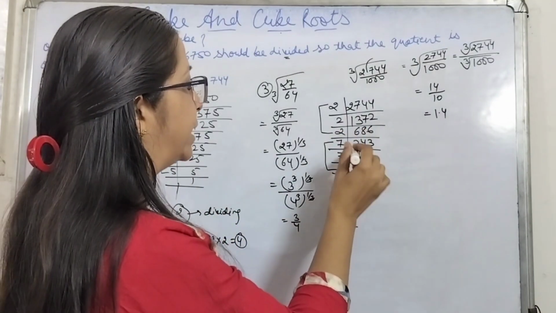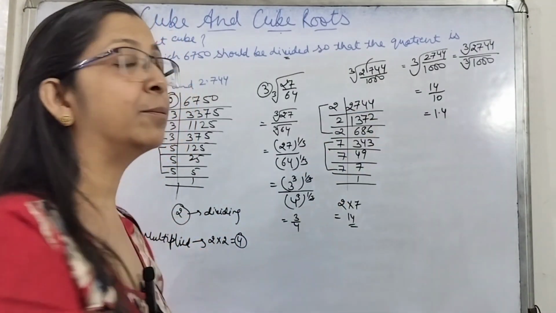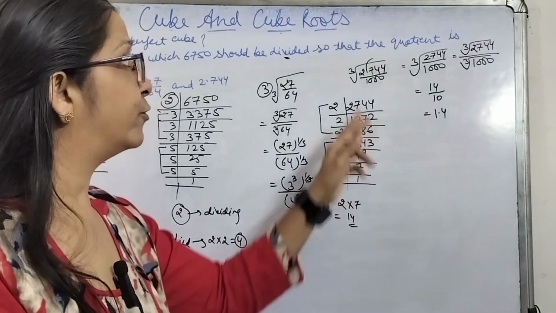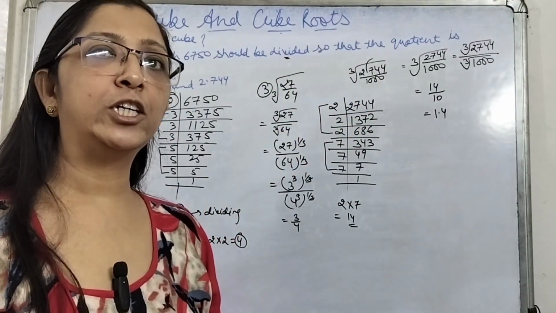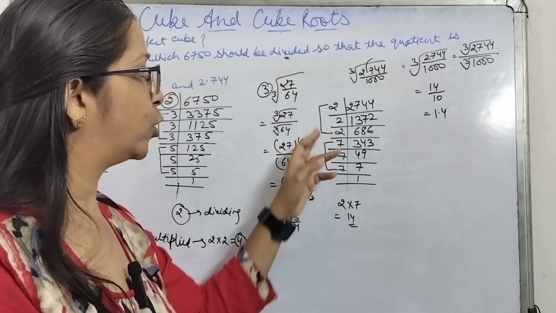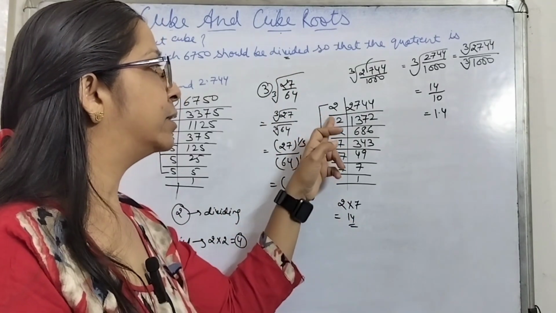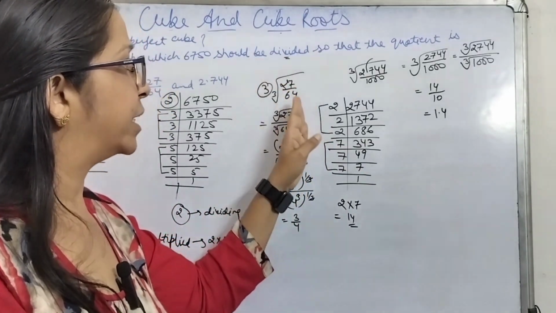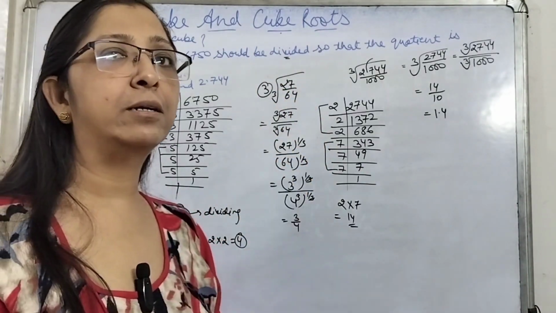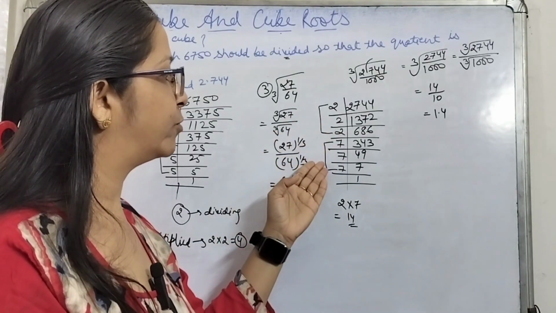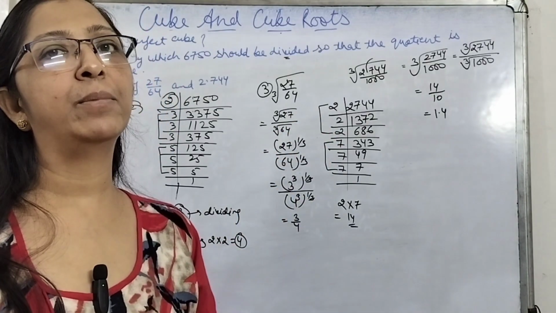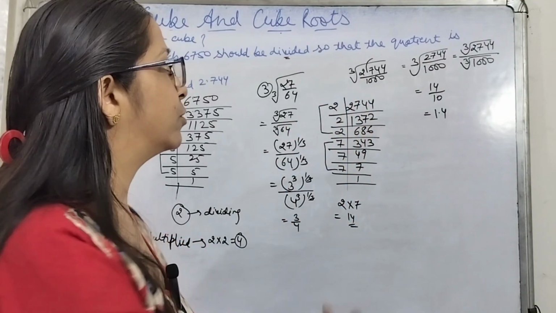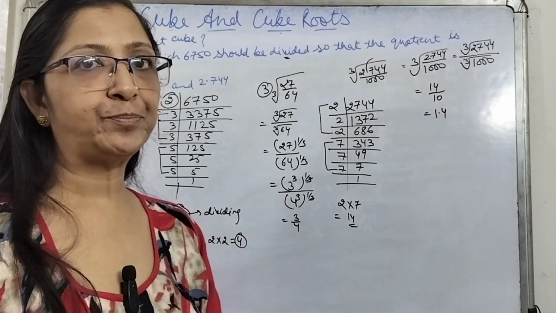If we are not getting these factors in triplets, then we will say that the given number is not a perfect cube. If a given number is a perfect cube, then in the prime factorization, all the factors will come in groups of 3's. They will be making triplets. But if any of the factors is not making a triplet, not available in a group of 3's, then we will say that the given number is not a perfect cube. We cannot find the exact cube root of the given number.